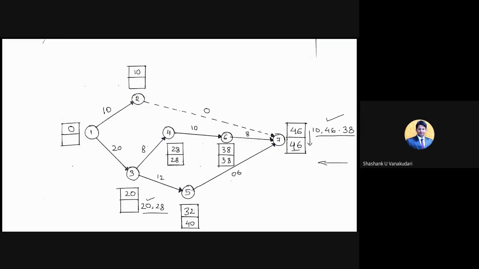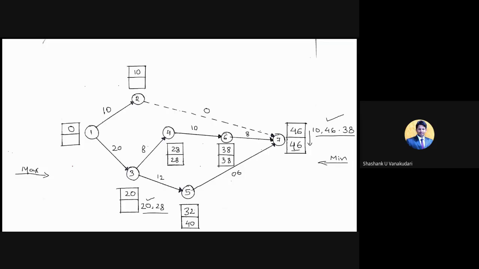So for LFT values, as I told, we need to consider the minimum value. We are coming in reverse order, so we need to select the minimum values, and if it is forward, then we need to consider the maximum values. This is EST and this is LFT. Clear?